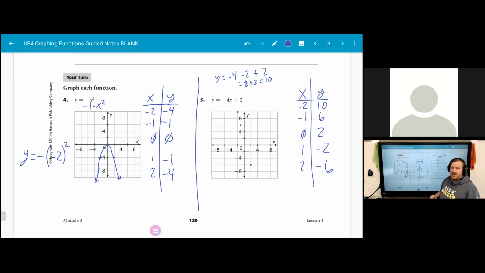This again looks like a line because it is. That's like y equals mx plus b, right? Point slope form. We're going to draw a line through the points, put arrows at the end. Again, that's the best I'm going to do for lines. Okay, that is how we graph a function on an all real numbers domain.